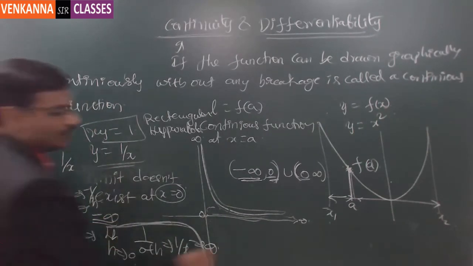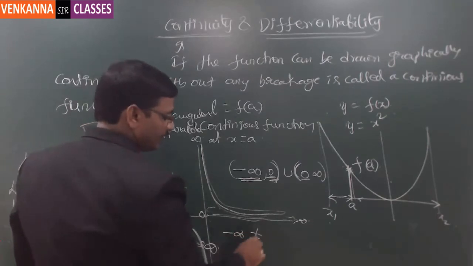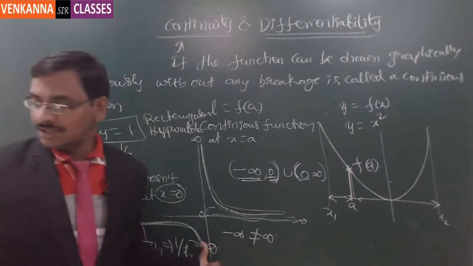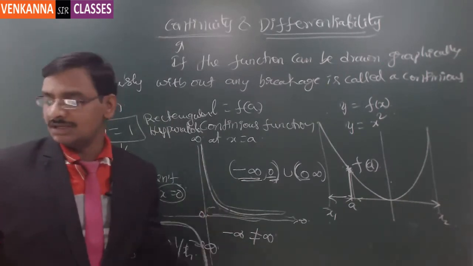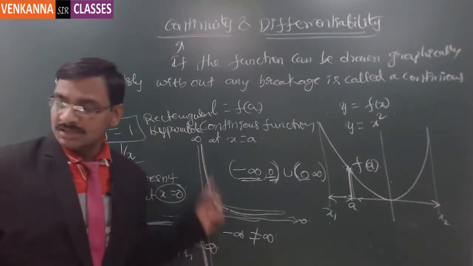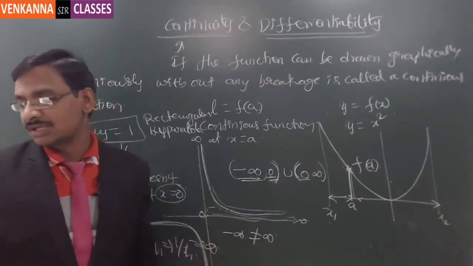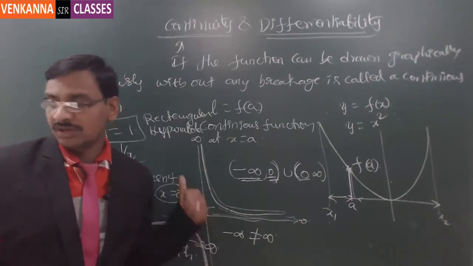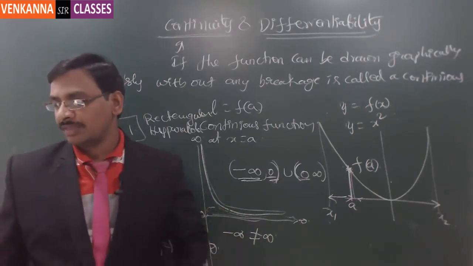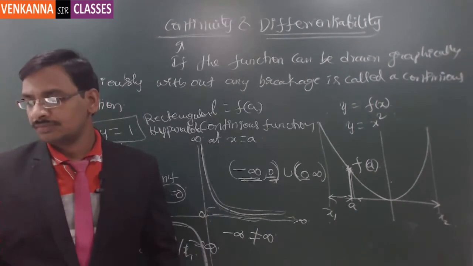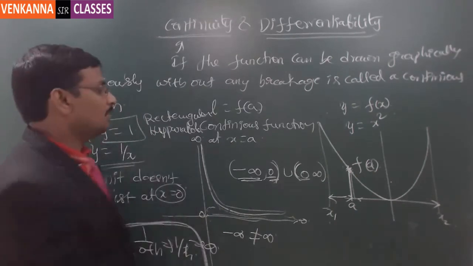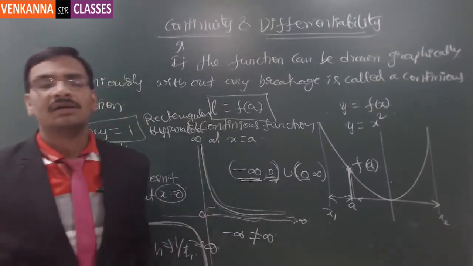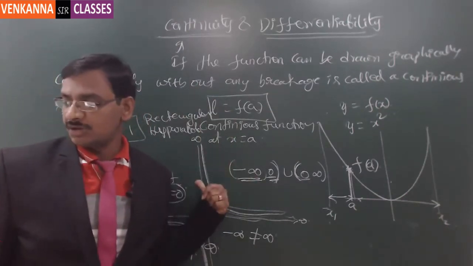That means the left limit is minus infinity and the right limit is plus infinity. These two are not equal. That means the limit doesn't exist there, so the function is definitely discontinuous. If the limit exists, there is still a possibility of a discontinuity. For that you will be testing the function value there. Got it or not? So the limit value should be equal to the function value. Then you say that the function is continuous at that particular point.